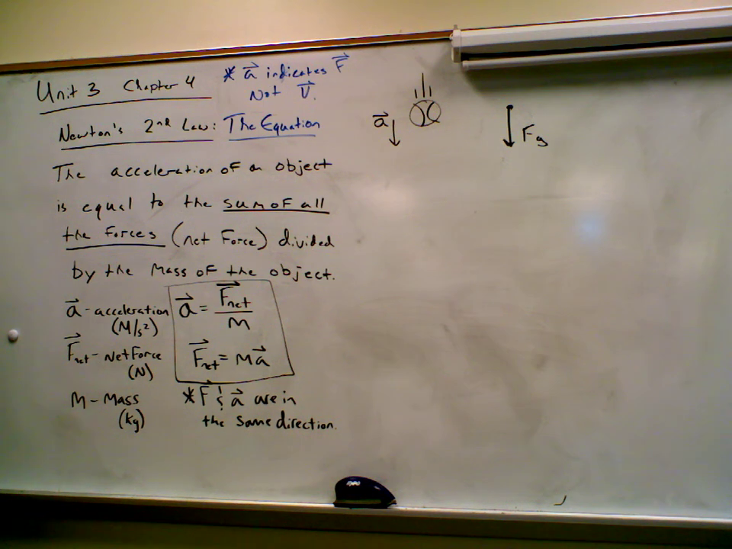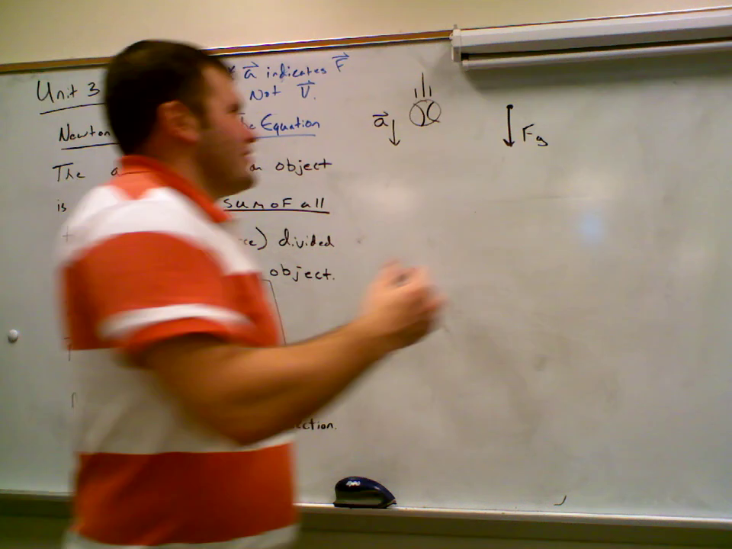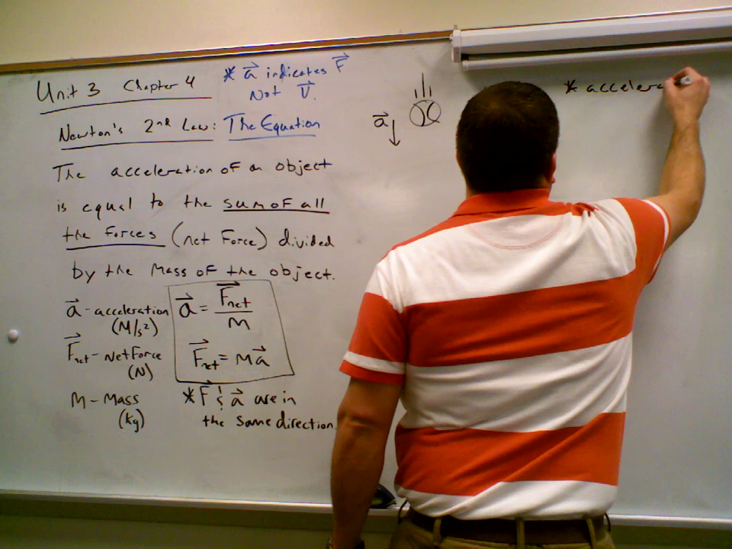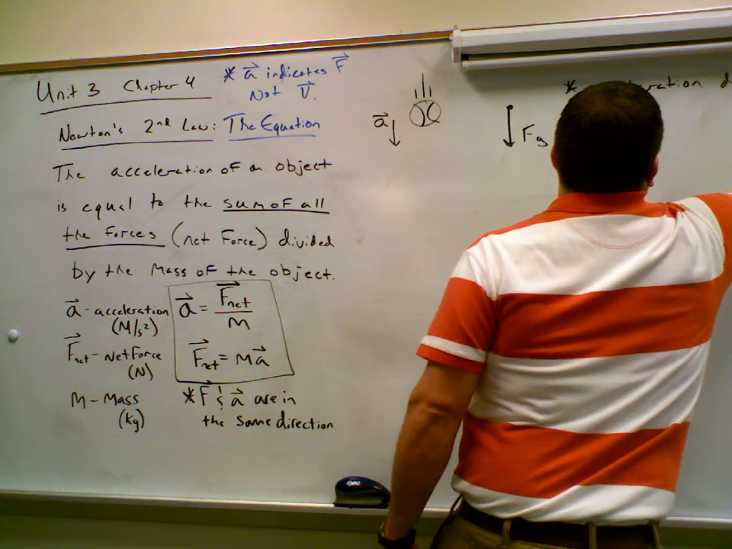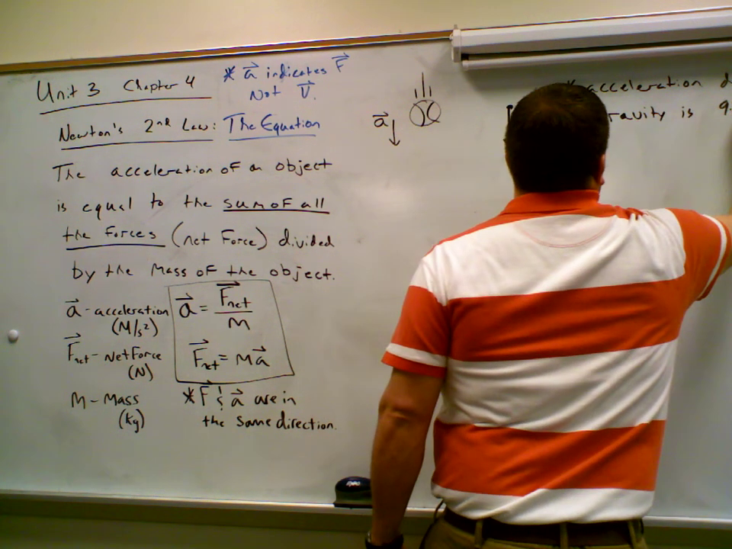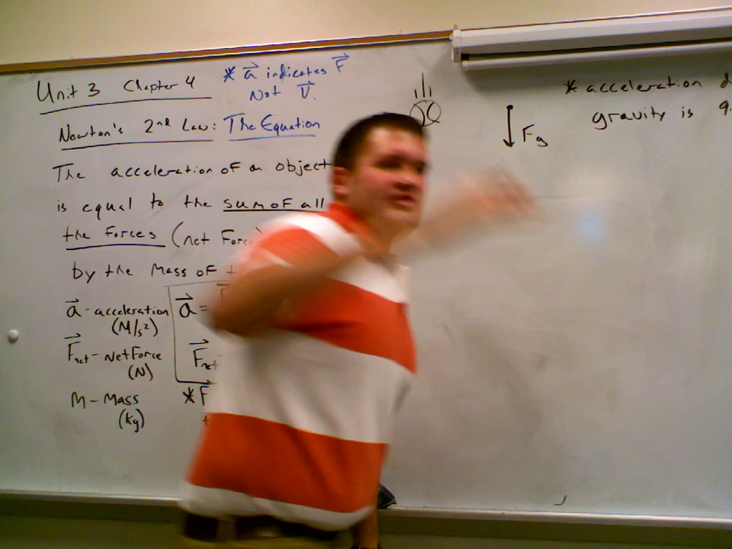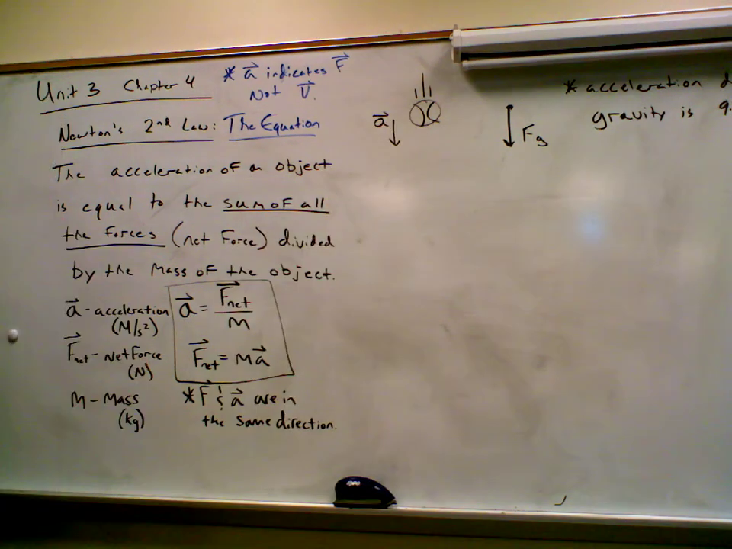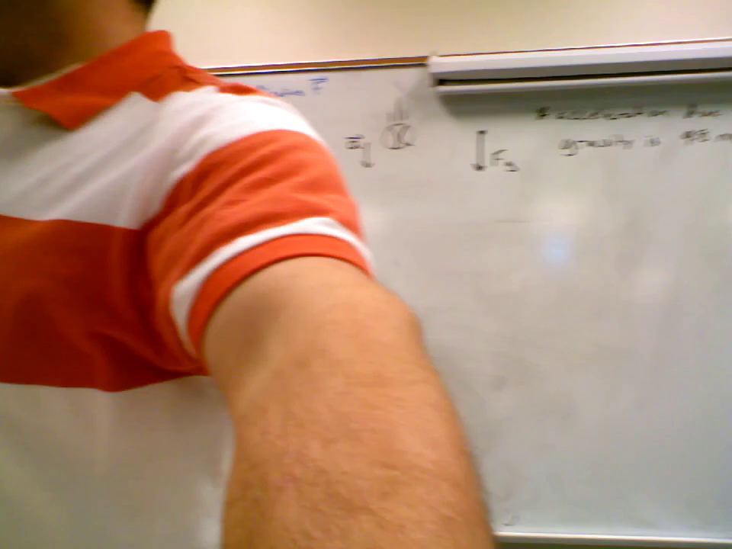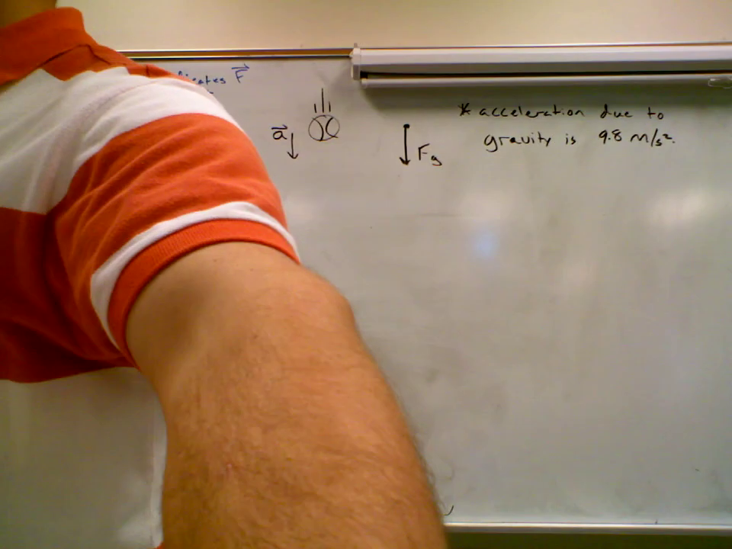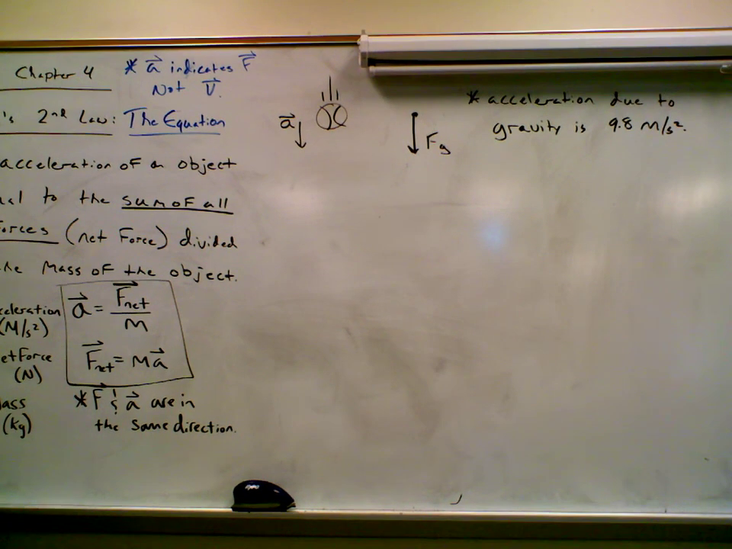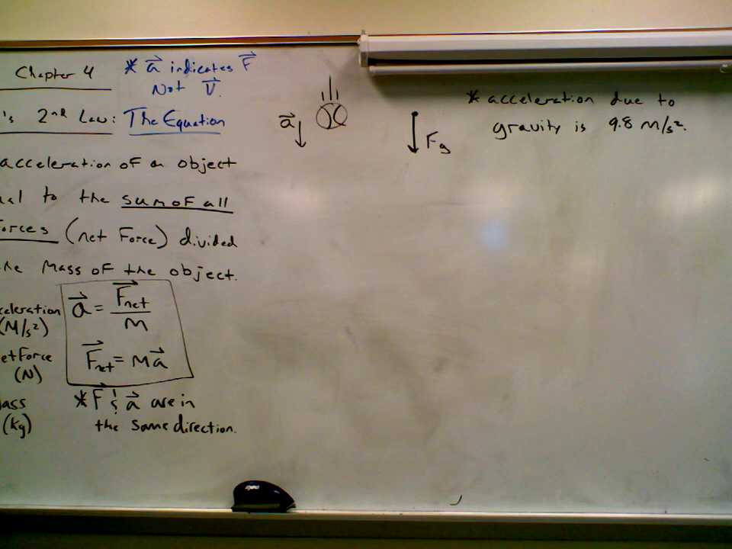Does everybody know what the acceleration due to gravity is? 9.8 meters per second squared. Okay. So acceleration due to gravity is 9.8 meters per second squared. Now, someone said, isn't that negative, right? It is only negative if we choose a positive direction. Have we chosen a positive direction yet? No. Okay. The magnitude of the acceleration due to gravity is 9.8 meters per second squared.